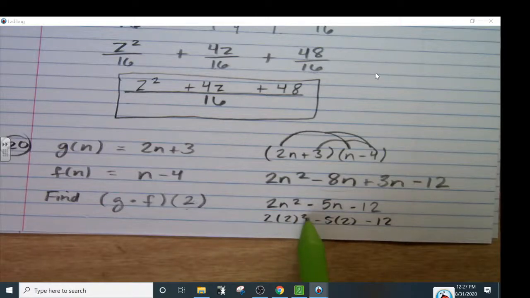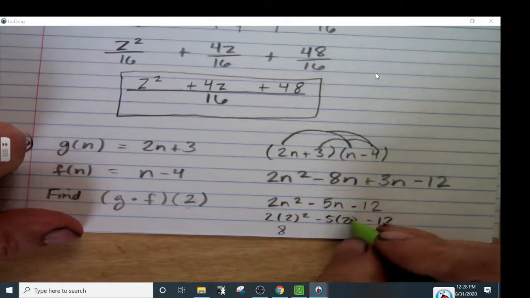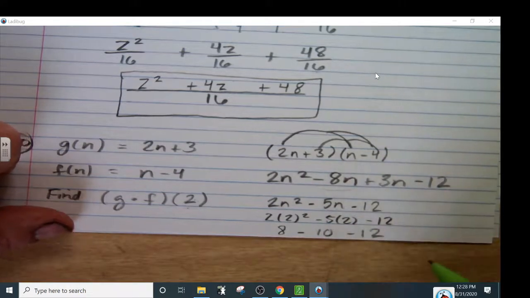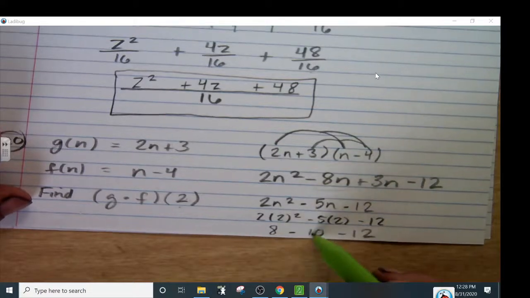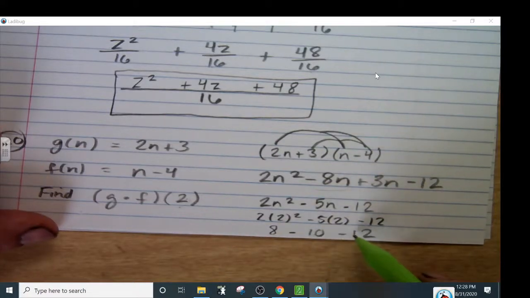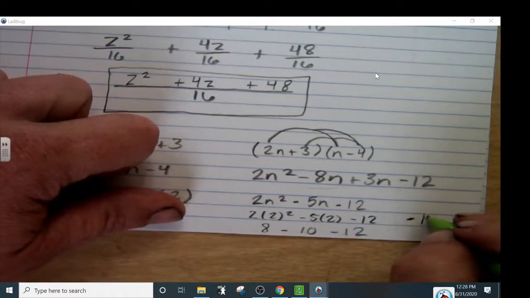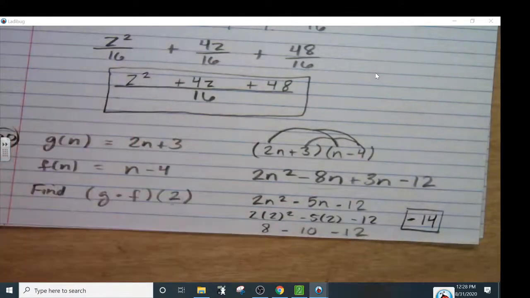Well, 2 squared is 4, times 2 is 8, 5 times 2 is 10. All right? Well, 8 minus 10 is negative 2. Negative 2 minus 12 is negative 14. That's your answer.